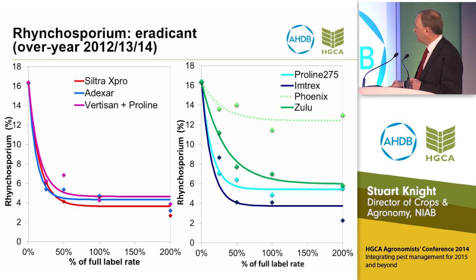We've got the same pattern with Imtrex clearly better than Zulu on the Rhyncho, and split, if you like, by the Proline performance. And as we saw with the Rhyncho protectant data, if we look over years, the Vertizan plus Proline compares more favourably with the Siltrex Pro and XR than it does when you look at it just in terms of 2014. But clearly those mixtures, particularly the Siltrex Pro and XR, are performing very, very well in terms of Rhynchosporium eradication over that 3-year period.